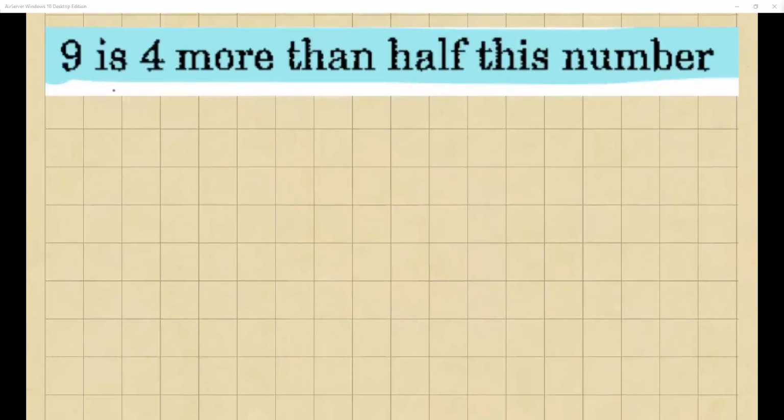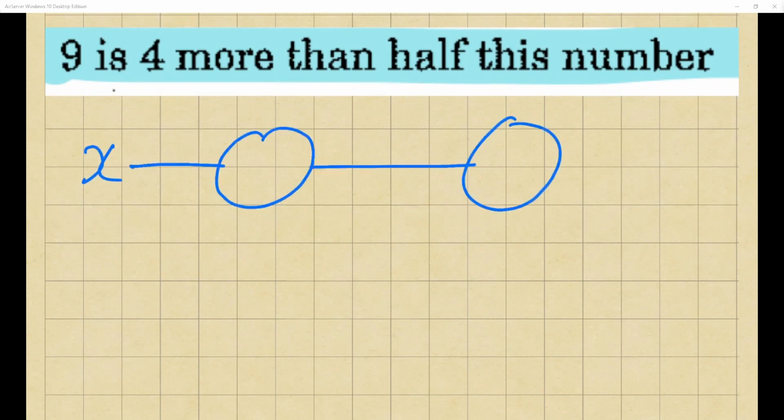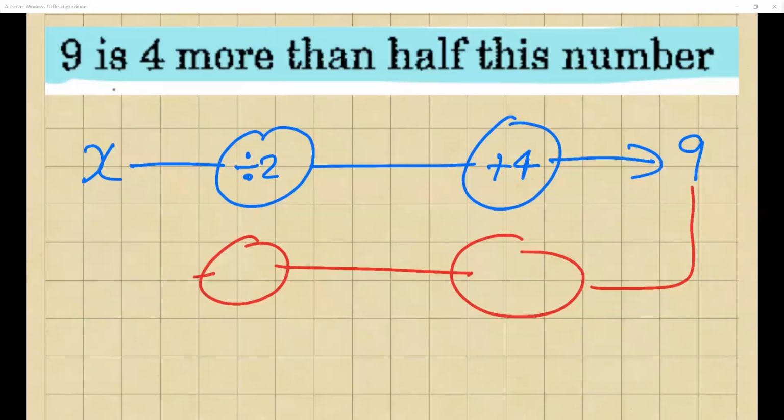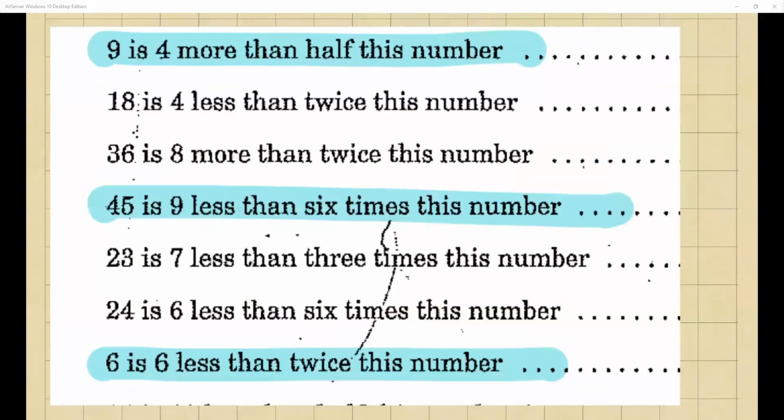Okay, the first question, Dennis, let's do this question with me, please. 9 is 4 more than half this number. So the first thing is divide by 2. The second thing is plus 4, and then the answer is 9. We need to do the reverse. 9 minus 4, which is 5, then times by 2, which is 10. Which works. Good. Let's grab the next one.